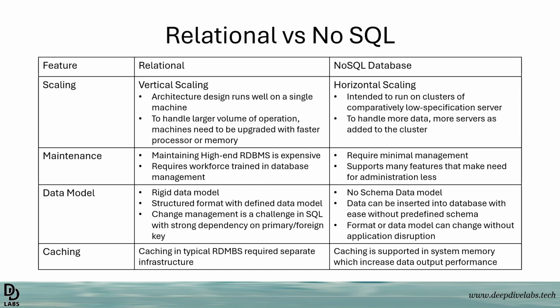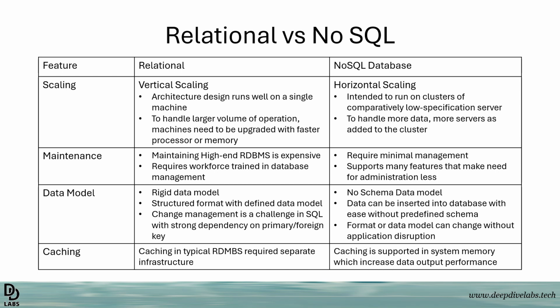So now let's look at the comparison of relational databases and NoSQL databases. We'll do it based on each feature, right? When you talk about scaling, a relational database is vertically scaled, right? The architecture design essentially runs well on a single machine. So to handle a larger volume of operations, the machine needs to be upgraded with a faster processor or memory. Whereas your NoSQL databases are horizontally scaled. They are intended to run on clusters of comparatively low-specification servers. So to handle more data, more servers are added to the cluster, right?